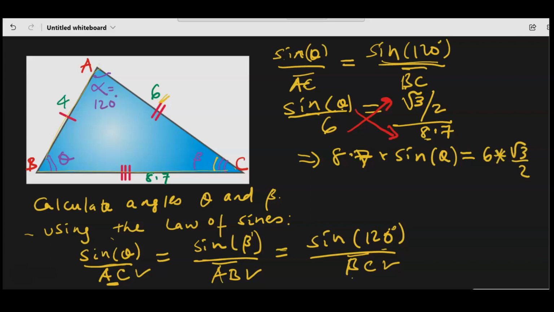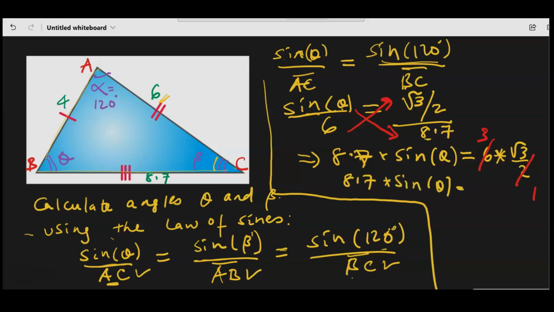Alright, so let's calculate the value. This is 3. So 8.7 times sine of theta must be equal to 3 times square root of 3.